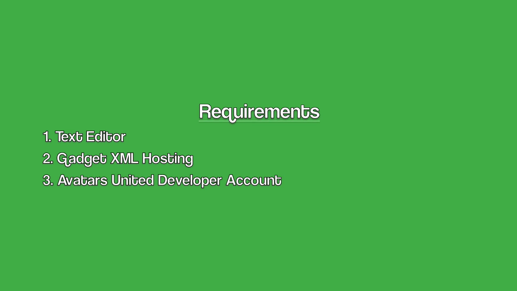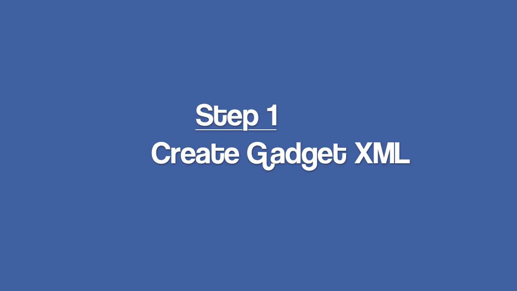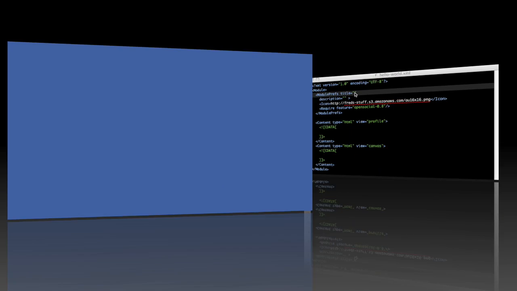Before we start, you need to make sure you have the following three things: number one, a text editor such as TextMate to edit your Gadget XML; number two, a hosting such as Amazon S3 or traditional web hosting for your Gadget XML; and number three, your Avatars United developer account, which you can sign up for on developer.avatarsunited.com.